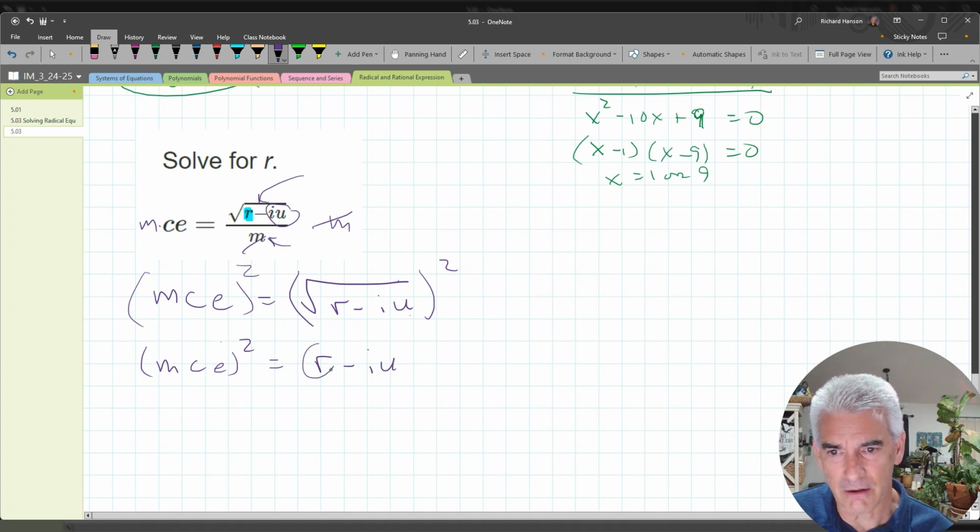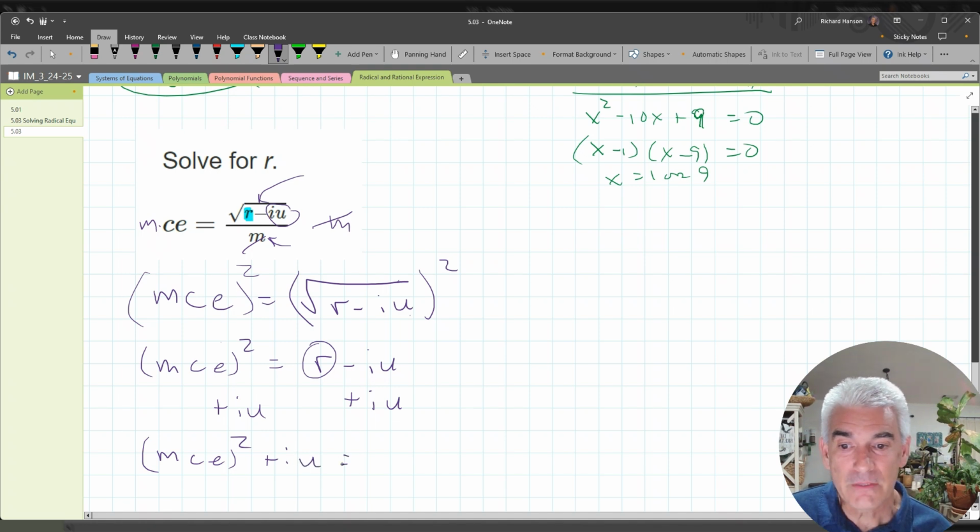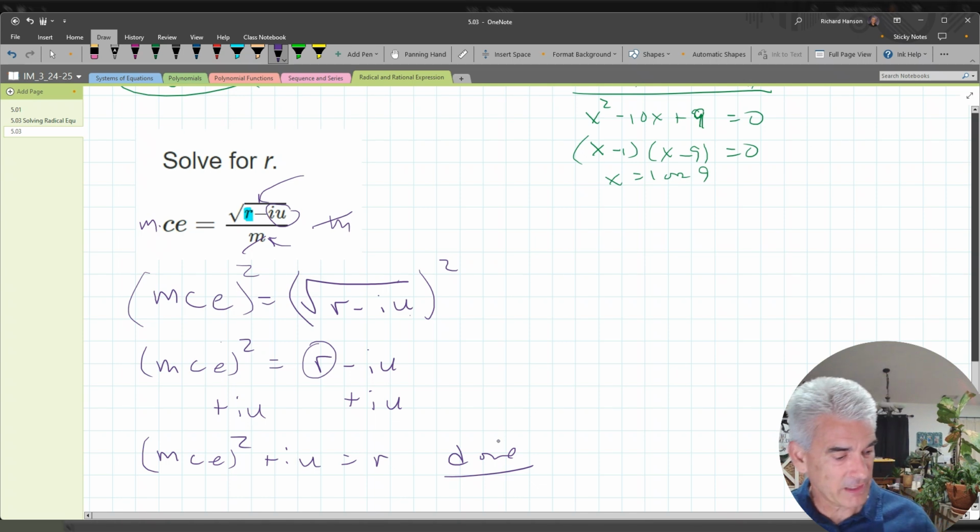And now I need to get the r by itself. So I'm going to plus iu to both sides, and just leave it like that. mce squared plus iu equals r. Done. Big deal. Not that big of a deal.